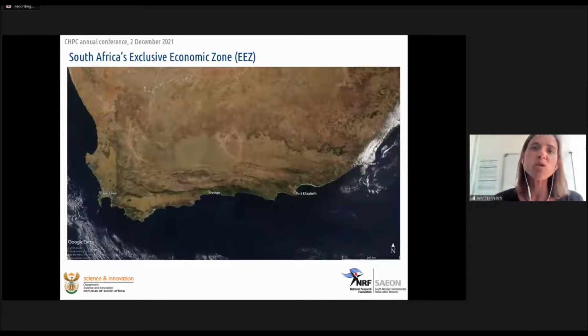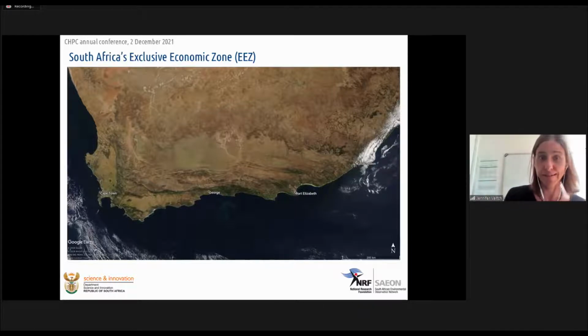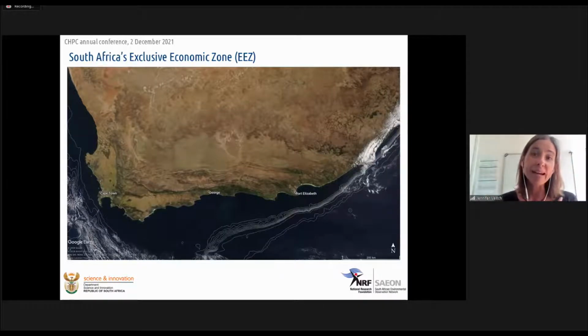Okay, so now if we zoom into our shelf region and our exclusive economic zone, which is really just that area of coastal water about 200 nautical miles from the coast, it's the area to which we claim rights for exploitation. It could be fishing, drilling, or whatever. It's our part of the ocean, if you like. The white lines here represent the contours of our seabed.